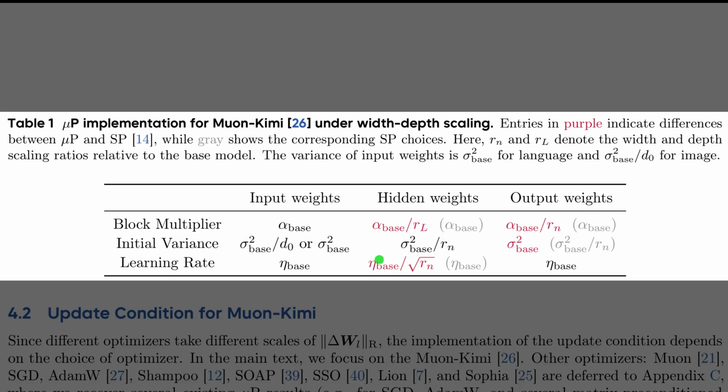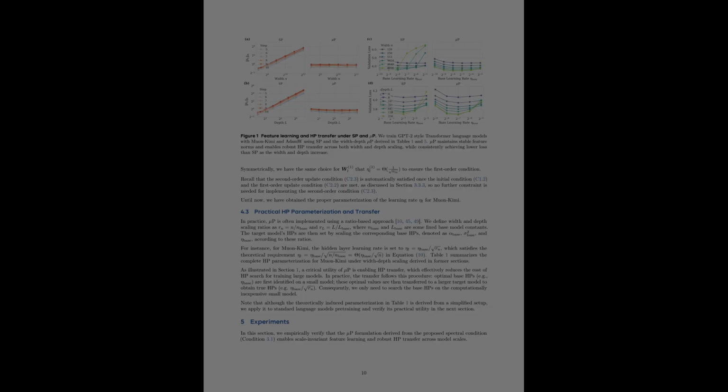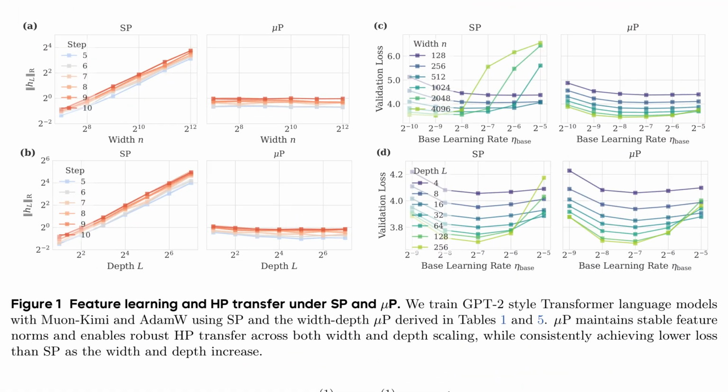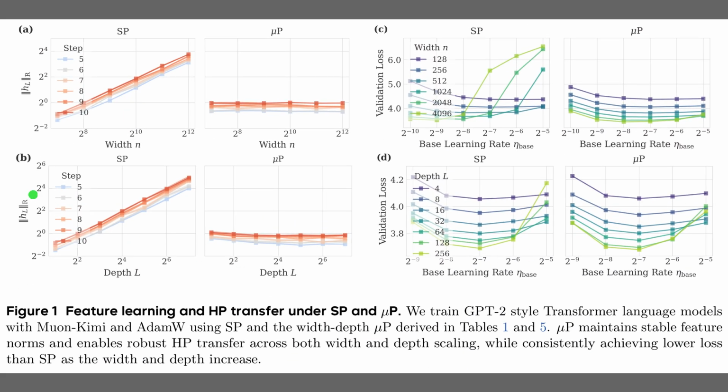Further down, the table shows that the learning rate for these layers should decrease by the square root of the width ratio, Rn. So, Figure 1 demonstrates the practical impact of applying these rules to GPT-2 style models. On the left, panels A and B track the feature norms as the model scales up. With standard parameterization, labeled here as SP, the feature values explode rapidly as width and depth increase. In contrast, the proposed μ-p method keeps these norms stable and flat, which ensures consistent training dynamics.